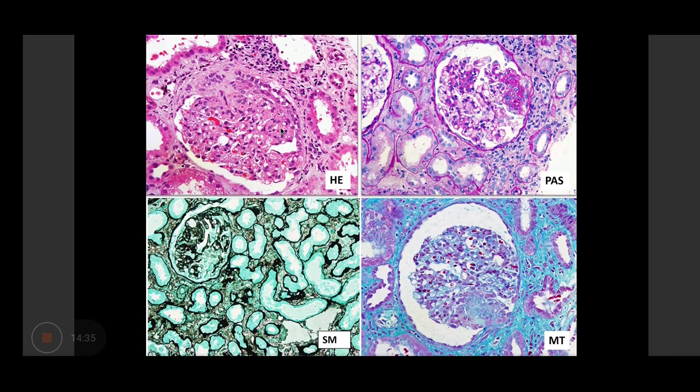So, this is what a case of FSGS will look like under the light microscope. This is the H&E stain, which is showing a classical scar over here. This part of the glomerulus is unaffected. This is the PAS stain, which shows the classical scar, which is strongly PAS positive. It is also positive on silver methenamine stain, as well as in basal staining.